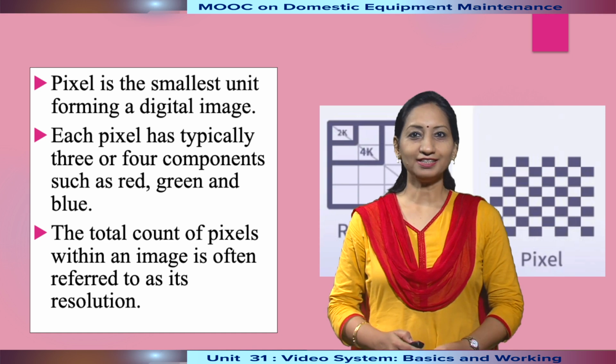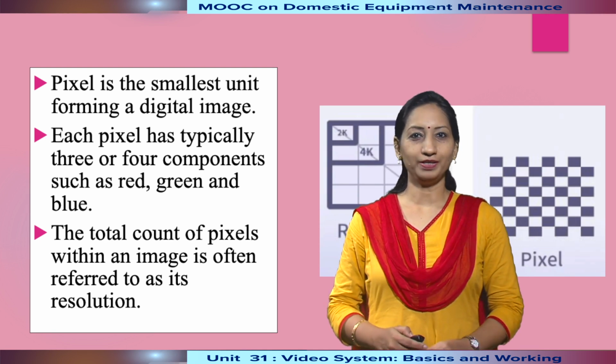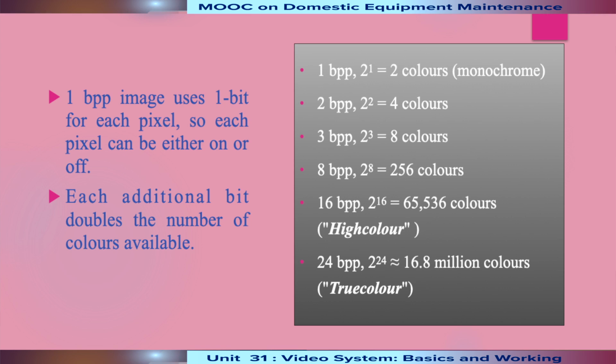The number of distinct colors that can be represented by a pixel depends on the number of bits per pixel. A 1 bit per pixel image uses 1 bit for each pixel, so each pixel can be either on or off. It is called a binary image. Each additional bit doubles the number of colors available. So, a 2 bit per pixel image can have 4 colors and a 3 bit per pixel image can have 8 colors. So, this is the chart.